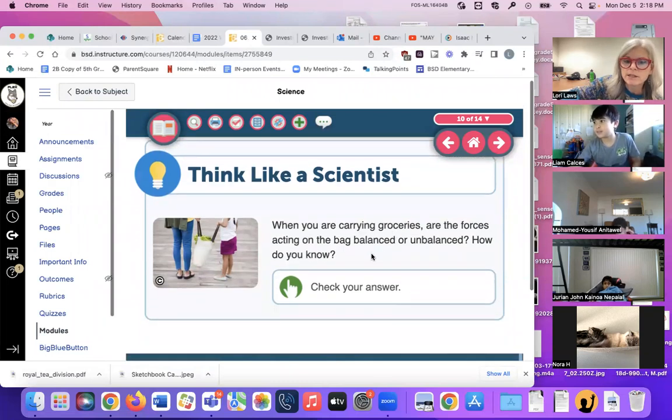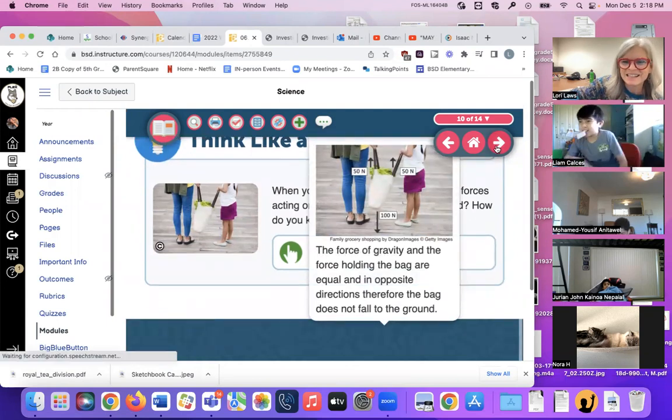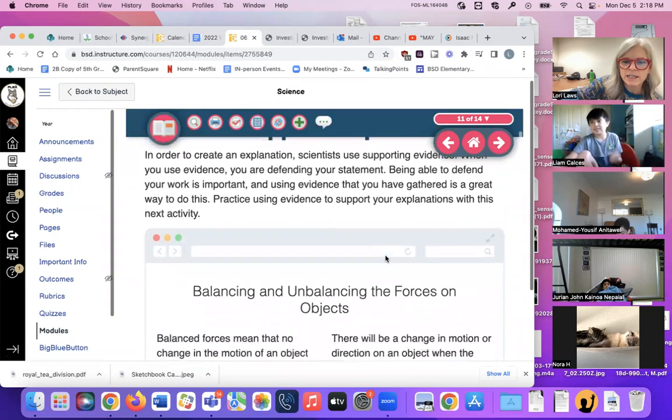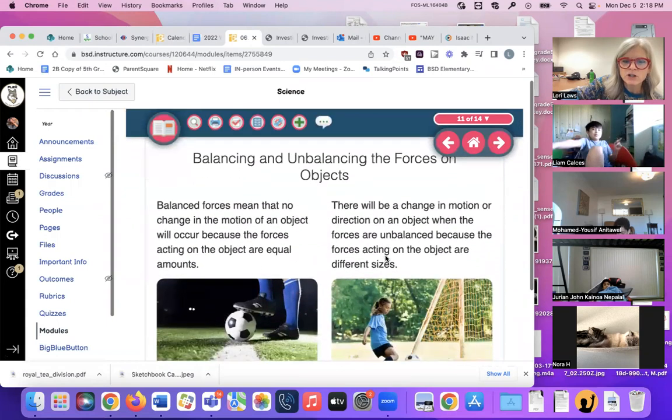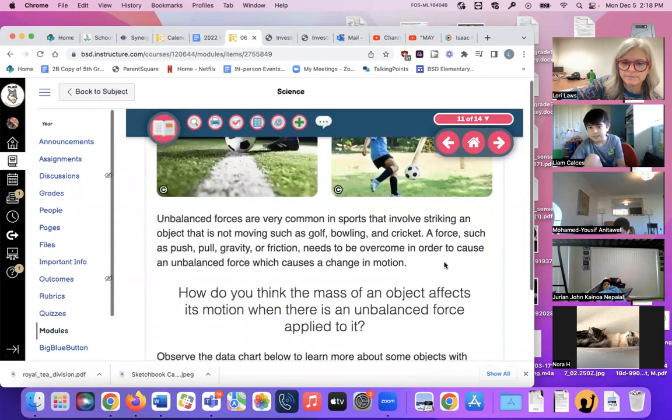When you're carrying groceries, are the forces acting on the bag balanced or unbalanced? It looks balanced. They're balanced until you drop it. Again, balanced. Page 11, evidence supports explanation. Balanced force means no change in the motion. If there's a change, it's unbalanced.